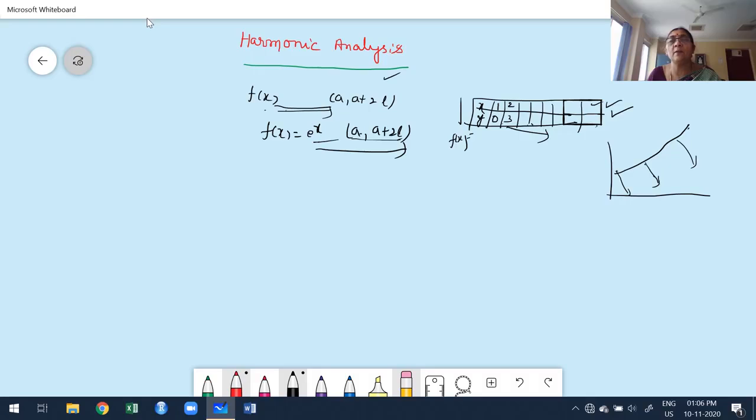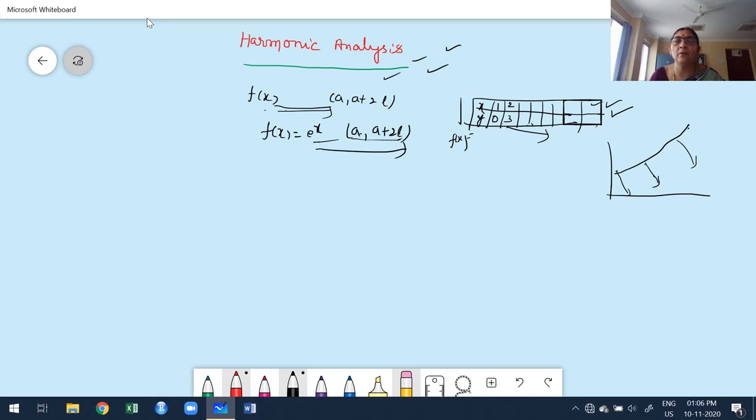Whenever data is in the form of discrete values, how do we find the corresponding Fourier series? There we use harmonic analysis. We have to find an approximate Fourier series; it does not give us the accurate Fourier series. The advantage is that whenever the data is in the form of discrete values, we can find an approximate Fourier series, and there we use harmonic analysis.